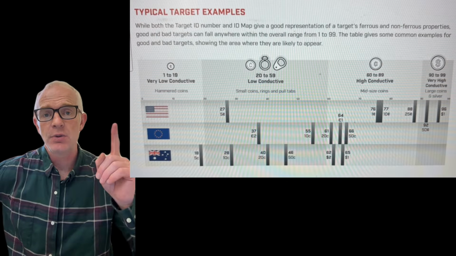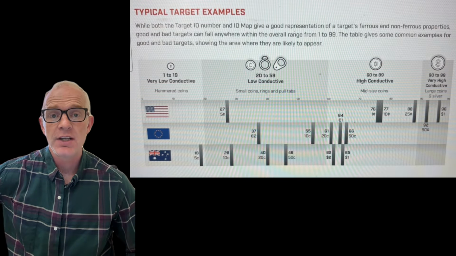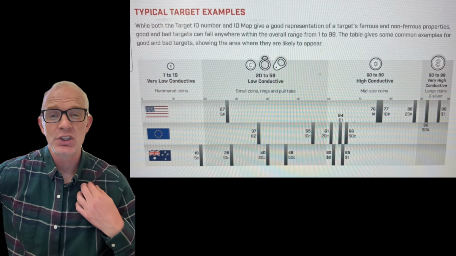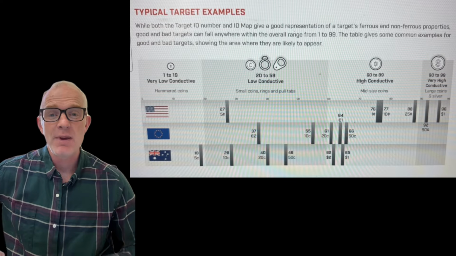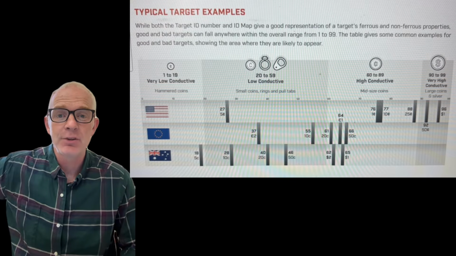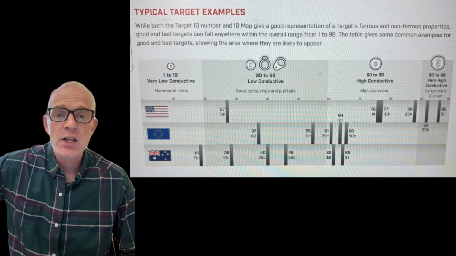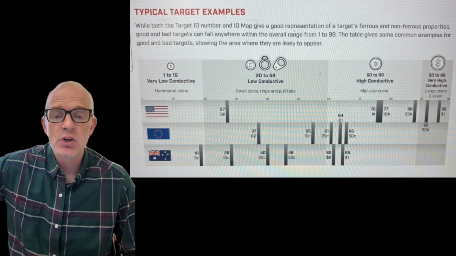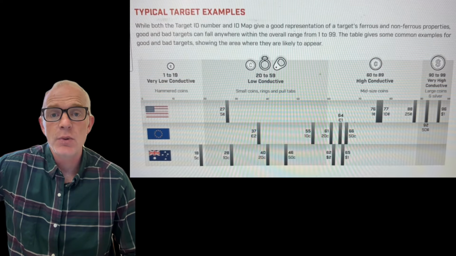So what we'll talk about now then, I'll bring up another image then of the typical target examples. So there you go. Up there first then is very low conductor, that's 1 to 19. They're like your small hammered coins, your really thin bits of foil, really thin bits of copper, basically anything that's super thin, not just hammered coins like what's in the manual. And you've got 20 to 59, they're your low conductors. These are your small coins, rings and pull tabs also fall within this range as well.